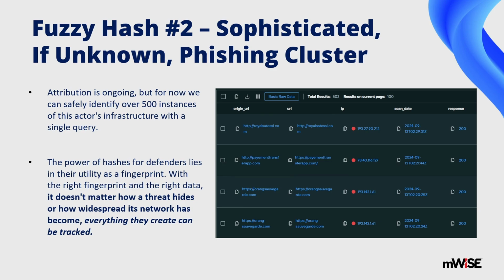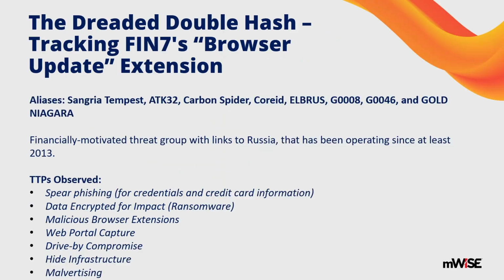One of my favorite things to say about this is with the right fingerprint and the right data, it doesn't matter how they hide. It doesn't matter how widespread their network is. It doesn't matter how many zeros they got on the end of their number of domains. Everything they create can be tracked. All that matters is that there's a unique fingerprint that we can use. And by virtue of customization, by the definition of it, it's unique. And we can use it.